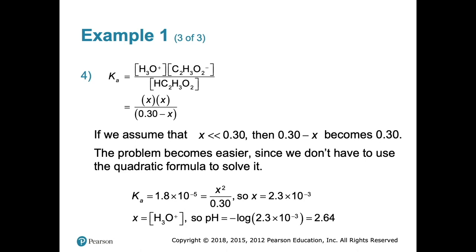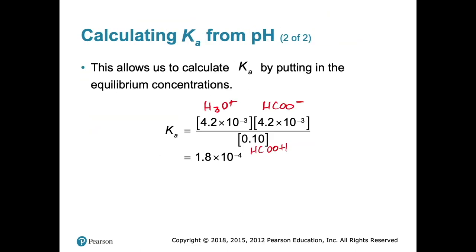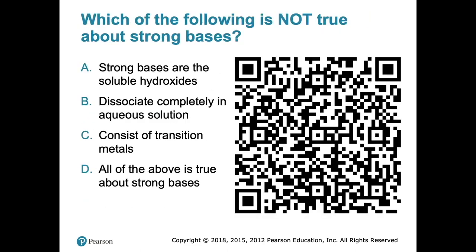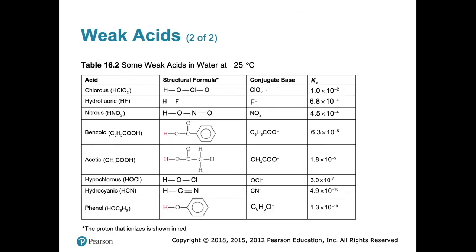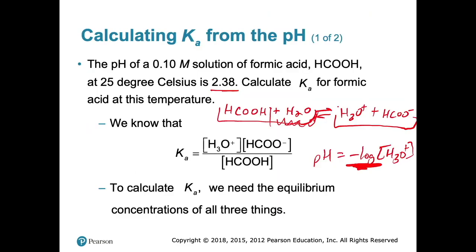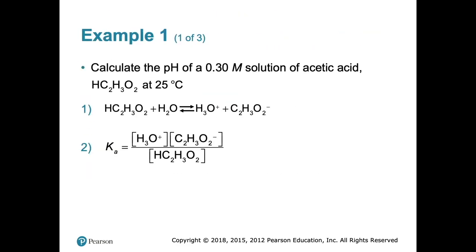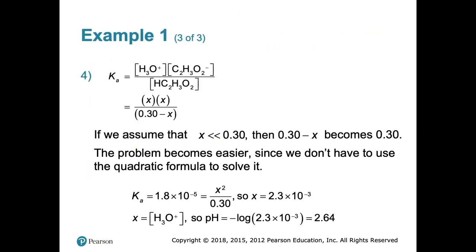By the way, this Ka right here is a number that everybody knows. It's from that table that I showed you before. Oop, went too far. Here's acetic acid, right there. So you can find it on a table. Okay. And so you know that the acetic acid Ka equals x squared divided by 0.3. So you solve for x and you get 2.3 times 10 to the negative 3.